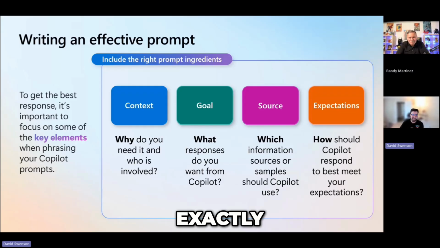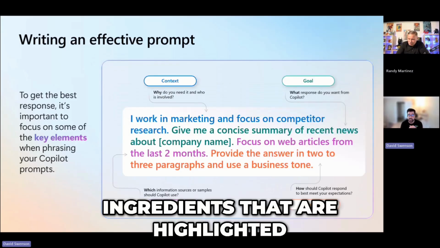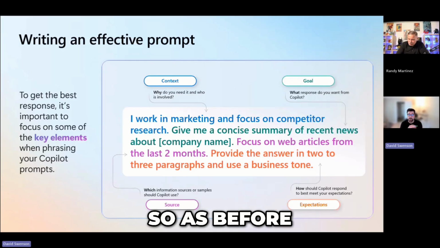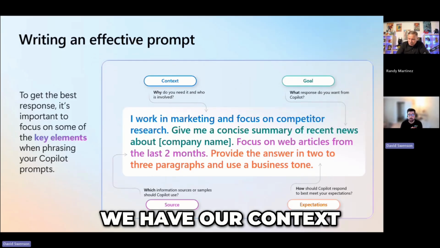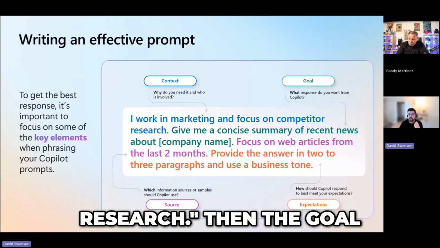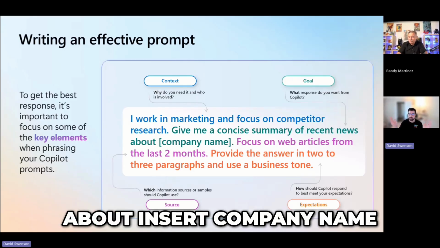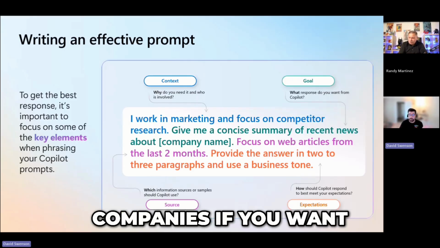Right, exactly. So let's take a look at an example prompt with all the key ingredients that are highlighted here in different colors. So as before, we have our context, which is I work in marketing and focus on competitor research. Then the goal, give me a concise summary of recent news about insert company name here, or even multiple companies if you want.